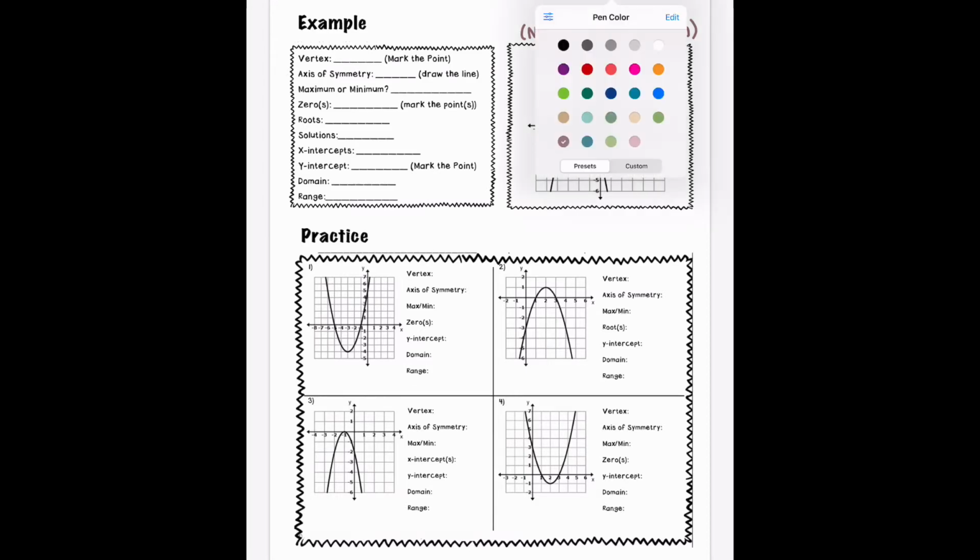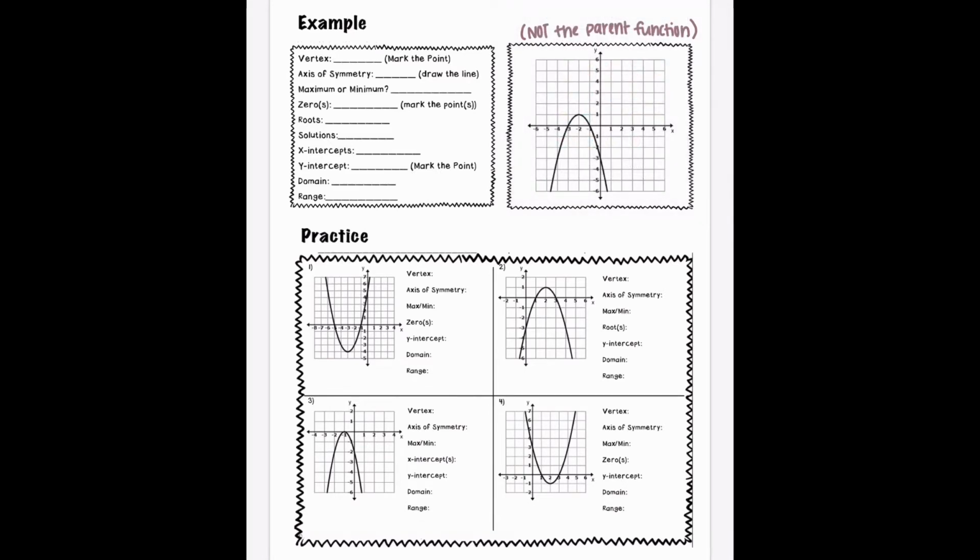So for the vertex, that's always either your highest or your lowest point. So it's either a mountaintop or a valley. So our vertex is here, and that's at the point -2, 1. The axis of symmetry is the vertical line that goes right through the vertex. So whatever the x value is of your vertex, then x equals that number is your axis of symmetry.